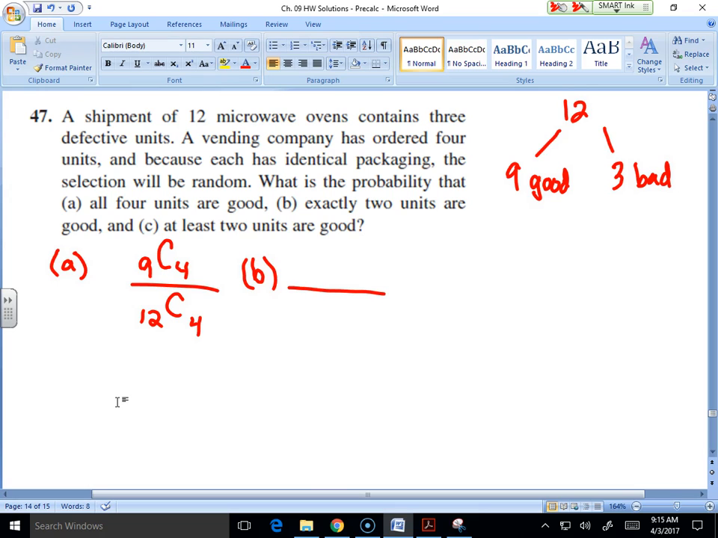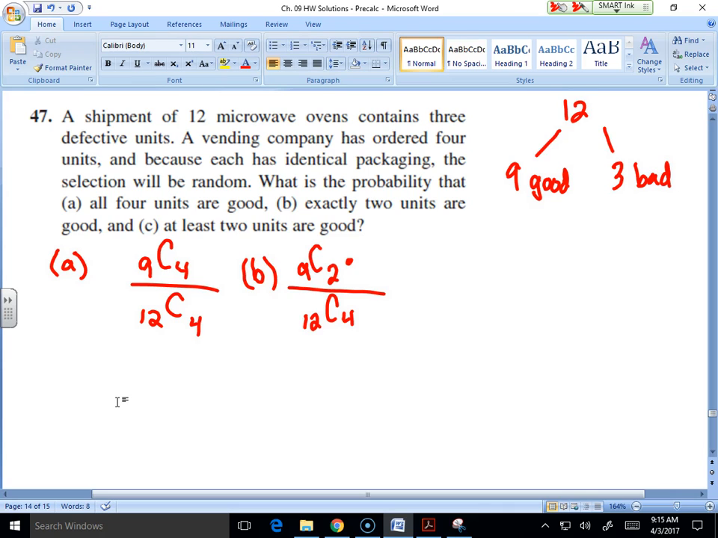If 2 are good, then if they're getting 4 total, 2 must be bad. Which means still 12C4 in the denominator, all the different ways you can get 4 microwaves. But on top, I need to think about, well, hold on. Out of the good ones, I only get 2, and multiplication, right? Intersection of events.